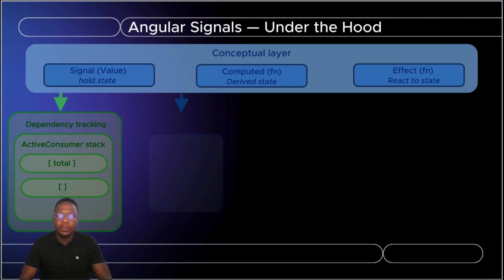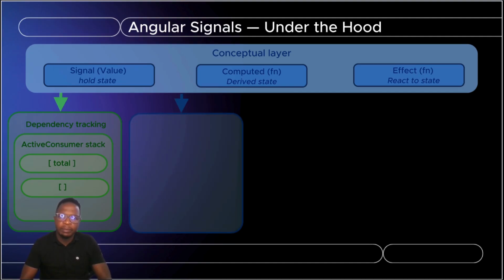Now we're going to zoom into that middle box that we have in our diagram, which is the reactive graph. This is where everything becomes connected. The reactive graph is the backbone of signals. Imagine this image here, where we have our producers as represented by the signals price and quantity. And then we also have our consumers as represented by the computed total. And then we've got our effect.